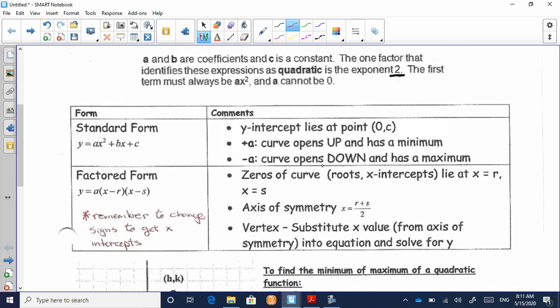The two main forms that we've covered so far are the standard form of a parabola and then the factored form of a parabola. In the standard form, I don't think I actually mentioned this, but if you have a parabola in standard form, you technically know the y-intercept. So you know the point at which that parabola crosses the y-axis. You know that point right there, and it's (0, c).